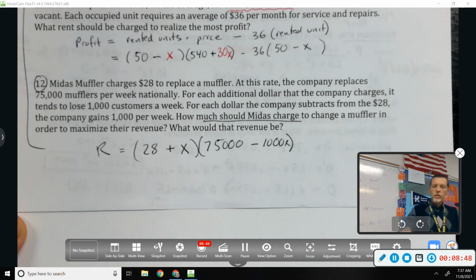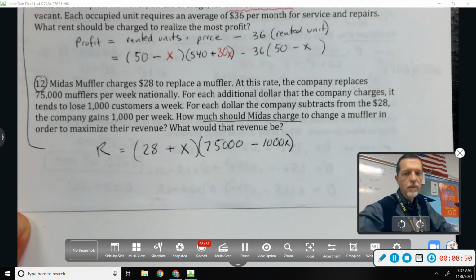All right, let's take a few minutes to work on this. It's not a quiz, it's a group worksheet thing.